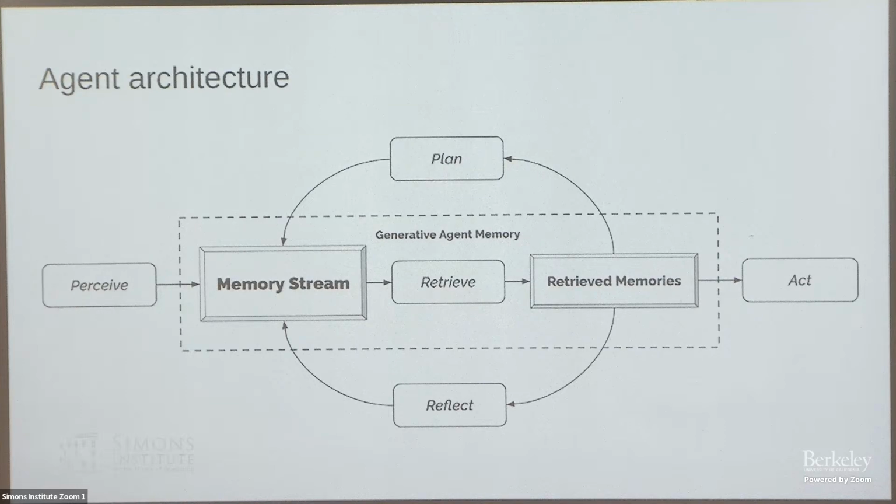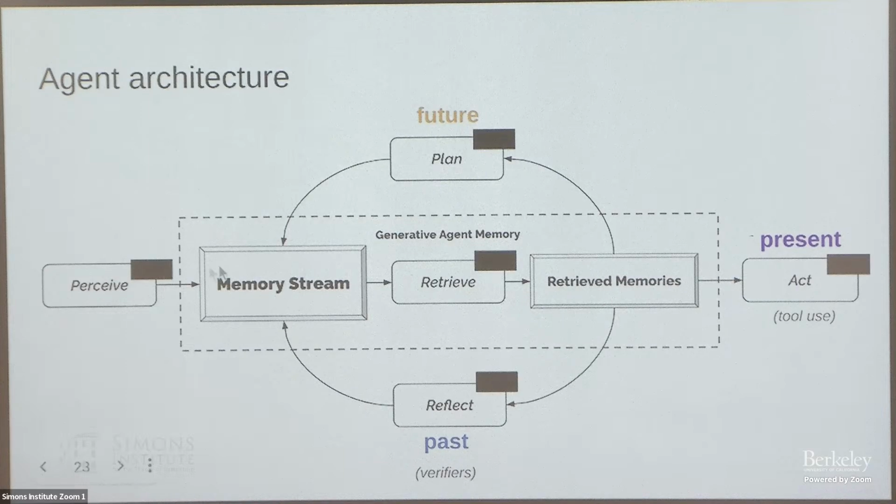So here's a basic agent architecture. The agent gets some observations. They go into a memory stream which records everything it has seen so far, and then it retrieves some subset of that memory stream, and then it can do one of three things. It can act in the present. Think of this as tool use, making a function call or running some command. It can reflect on the past, which is running some sort of verification or summary. And it can make future plans. Each of these is driven by this LM API.